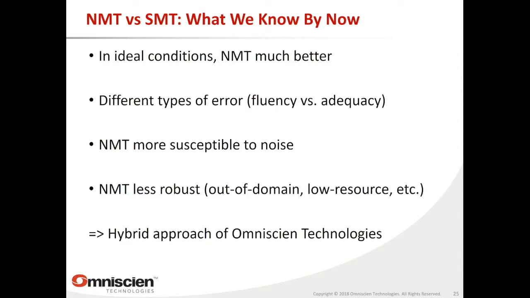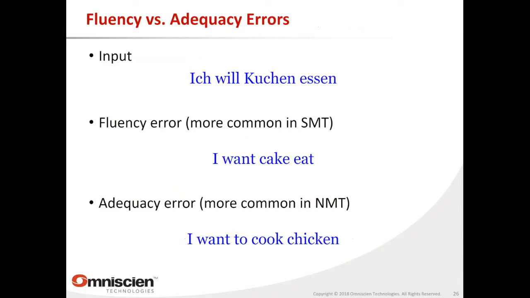Because of these different types of strengths and weaknesses, we are betting here on a hybrid approach to combine the strength of one with the strength of the other. So here's a bit of a caricature of what might happen in neural NT and statistical NT. If you have this input sentence, "ich will Kuchen essen", I want cake eat, you really just translate it word by word, I want to eat cake.